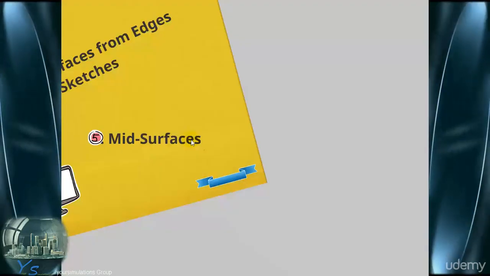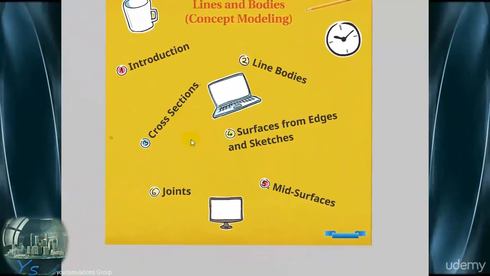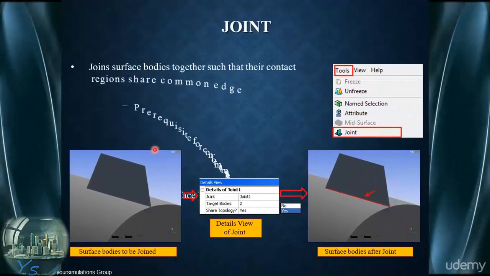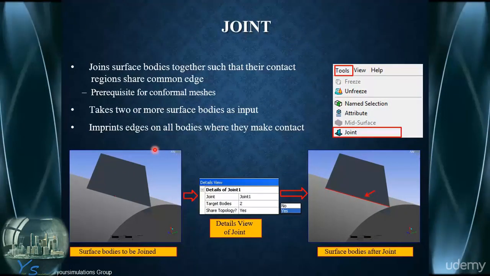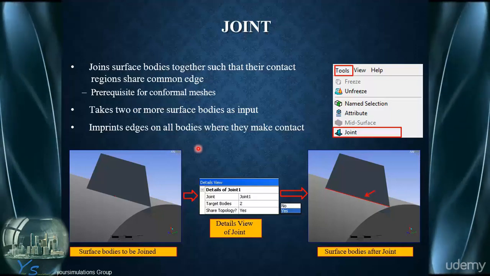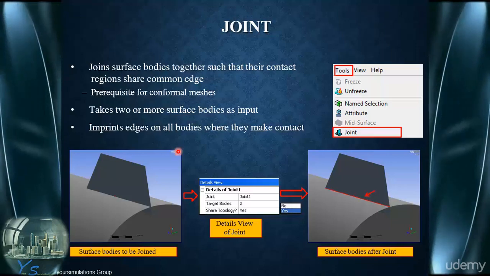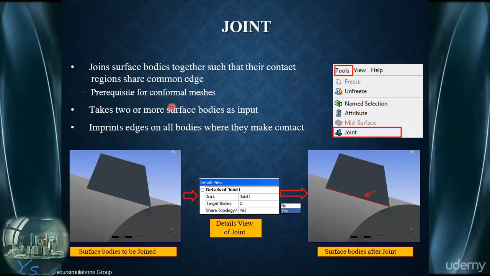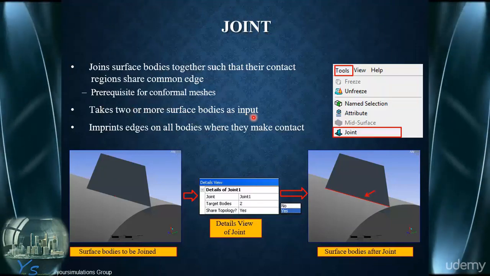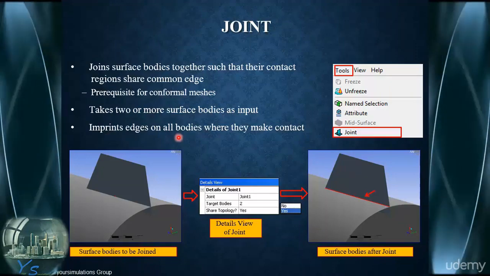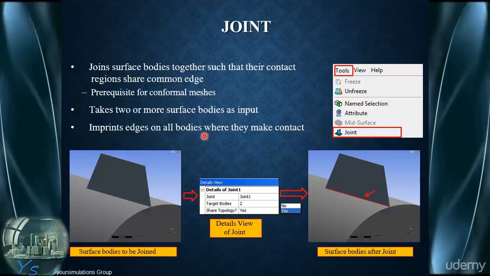The joint tool allows surface bodies to be brought together so that they can then share a common edge. This of course is a prerequisite to allow for conformal meshing, so that the mesh continues directly from one surface body straight onto the next surface body without interruption. It requires that two or more surface bodies are selected for inputs into the joint operation, and imprinting will occur on all the bodies where they make contact.